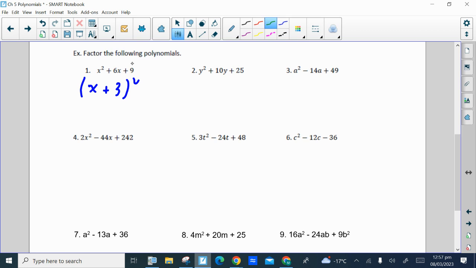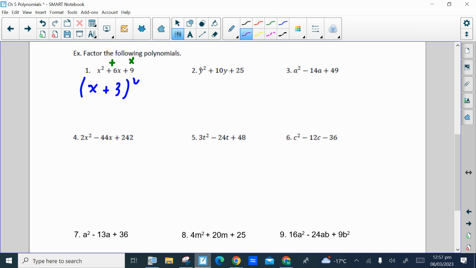And if you did it the old way by finding two numbers that multiply to get 9 and add to get 6, they'd be positive 3 and positive 3. You'd write x plus 3 in the first bracket, x plus 3 in the second bracket, which is the same as x plus 3 all squared. So you could have factored that one the way we did before.